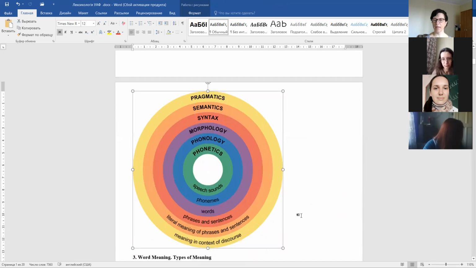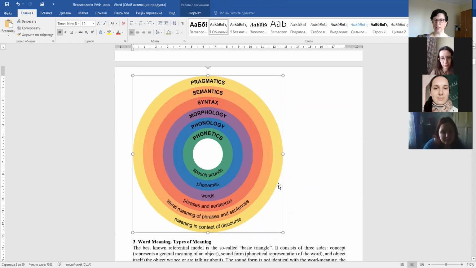Very good, thank you. Now let's look at this chart, and the chart represents the levels of the language, and what else does it represent? Look at the chart for a second and tell me, please, Natasha, what does this chart represent? It represents language levels and units. Yeah, it represents the units, and also it represents the science, how the science is called.